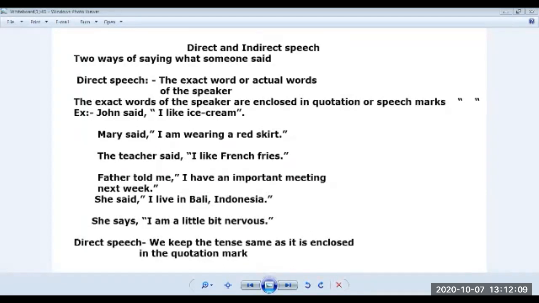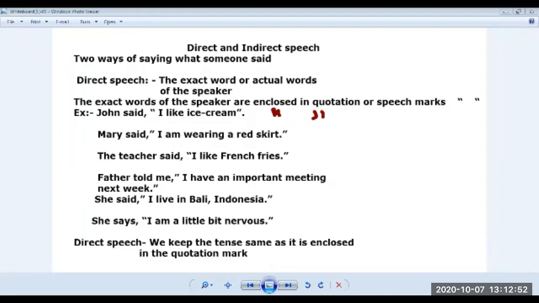Very important for that, we need to know certain rules. In direct speech, the real or exact words of the speaker are put exactly the same way. We don't make any changes, and they are enclosed in quotation marks or speech marks. Now, what is a quotation mark? This is like an inverted comma on top, like a 66, and on the other side you have closed inverted commas like a 99. These are also called speech marks. We also call them quotation marks.